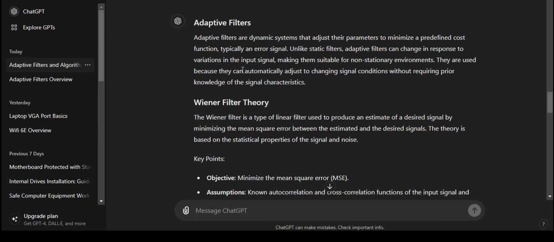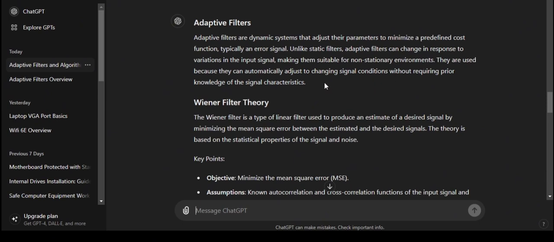Adaptive filters are dynamic systems that adjust their parameters to minimize a predefined cost function, typically an error signal. Unlike static filters, an adaptive filter can change in response to variation in the input signal, making it suitable for non-stationary, dynamic environments. They are used because they can automatically adjust to changing signal conditions without requiring prior knowledge of signal characteristics.